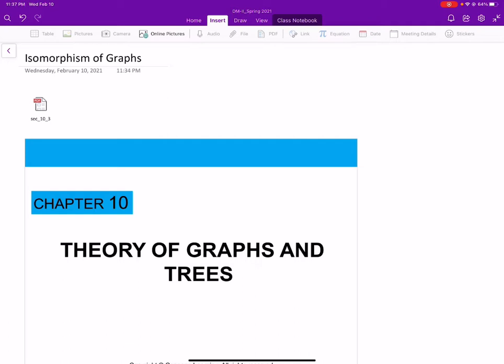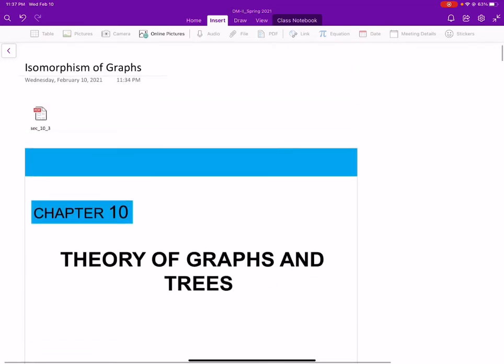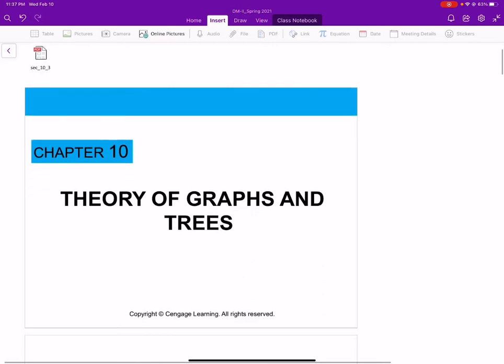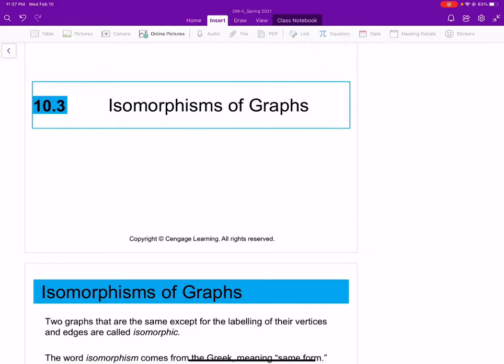This is section 10.3, Isomorphism of Graphs. This is chapter 10, which is Theory of Graphs and Trees. All right, section 10.3, Isomorphism of Graphs.